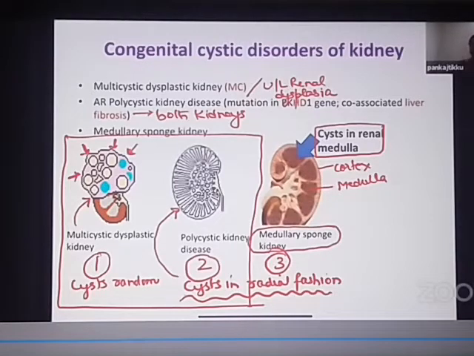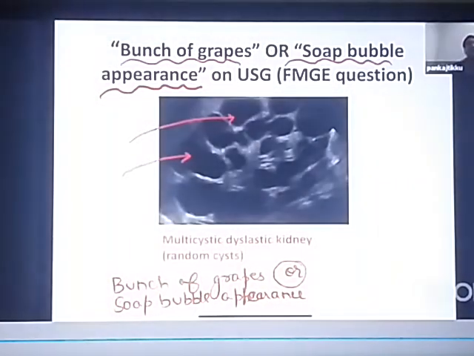And this random arrangement of cysts is why we call it a bunch of grapes or a soap bubble appearance on fetal ultrasound. So if a fetal ultrasound is done and the kidneys show the presence of this type of appearance, we say the child most likely is suffering from a multicystic dysplastic kidney.